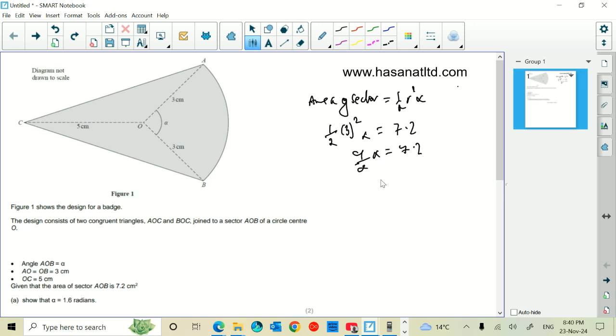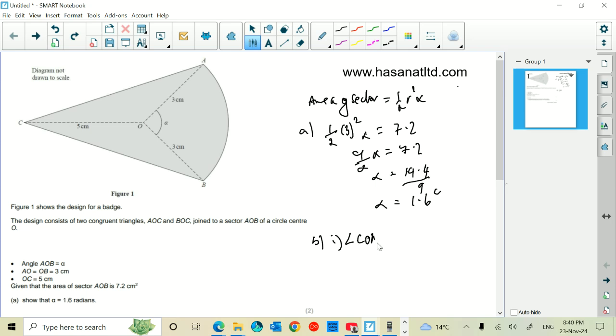So that gives me alpha being equal to 14.4 over 9. So alpha is equal to 1.6 radians. And that's part A done. And now part B, part 1, we need to find angle COA.